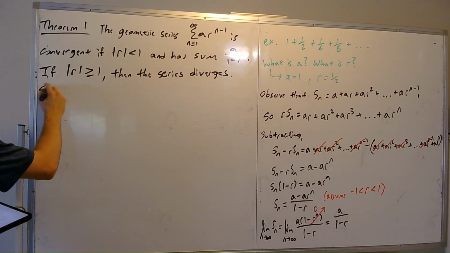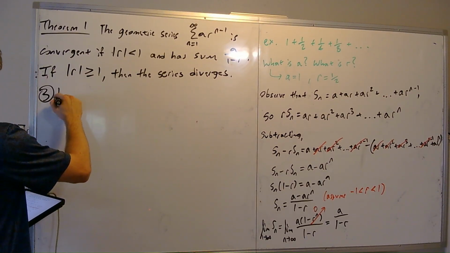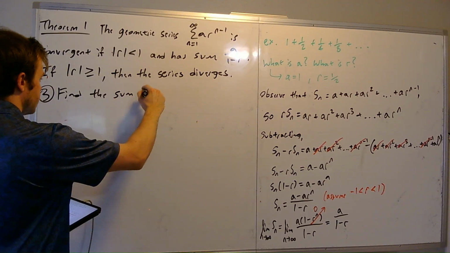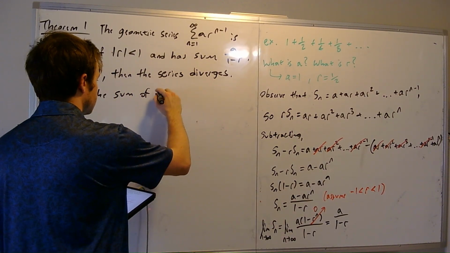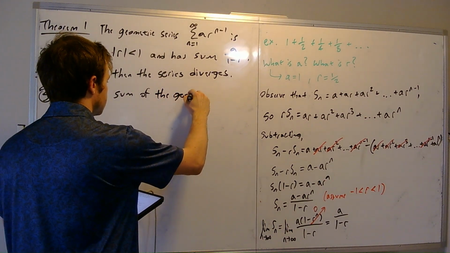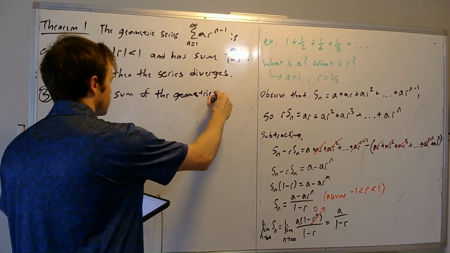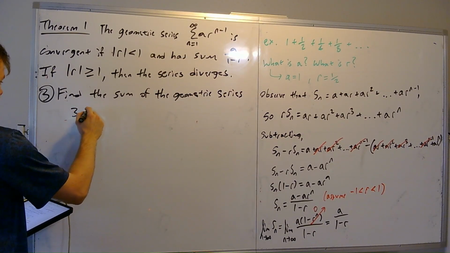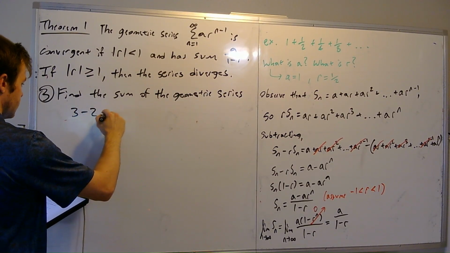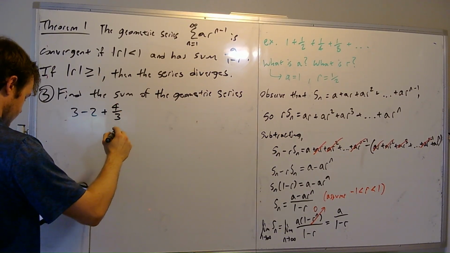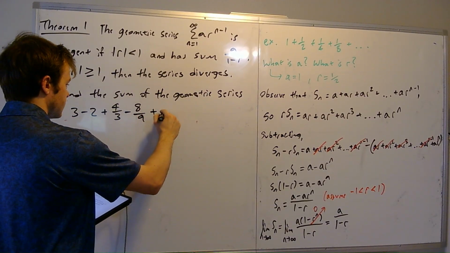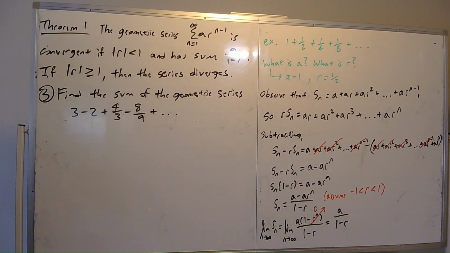So let's just use this in an example. Find the sum of the geometric series. Our series is going to be 3 minus 2 plus 4 over 3 minus 8 over 9 plus dot dot dot. Right. So remember this is an infinite series, so it's just going to go on forever.